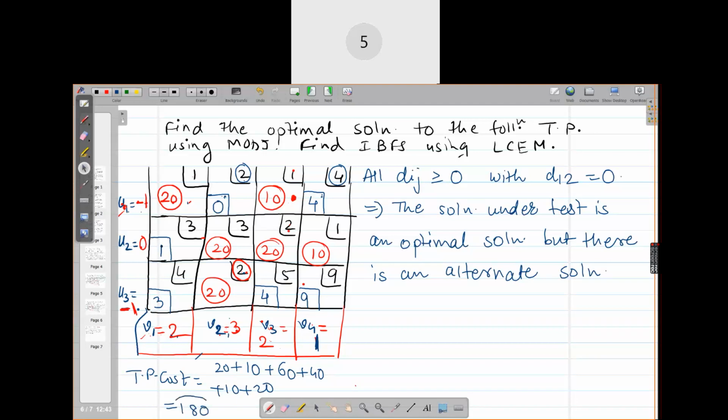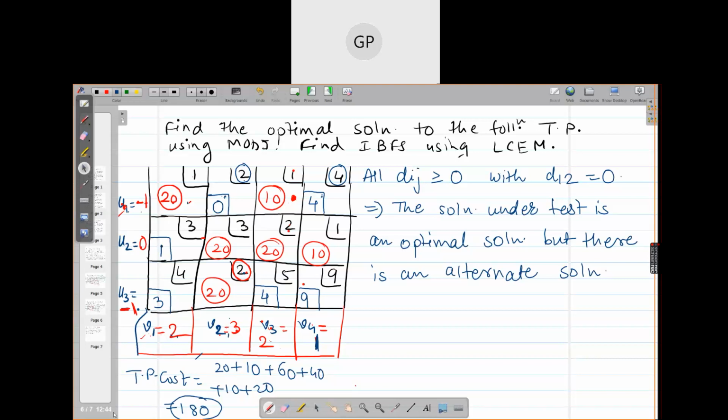So no Dij is negative. That means you cannot reduce this cost of 180. But what you can do is have a different set of solutions. Some other cell will become occupied, and some cells will become unoccupied. So are you ready to find out the alternate solution?